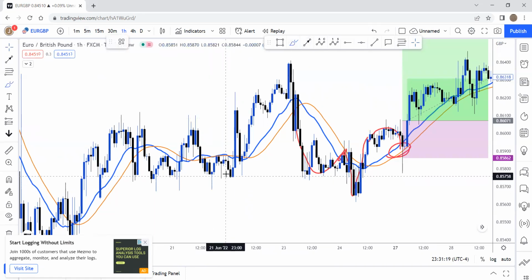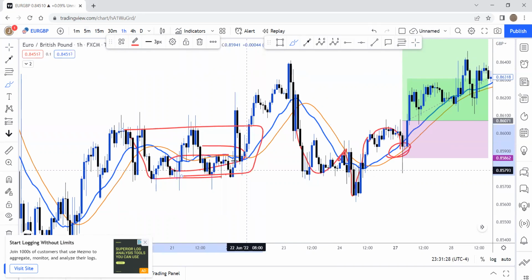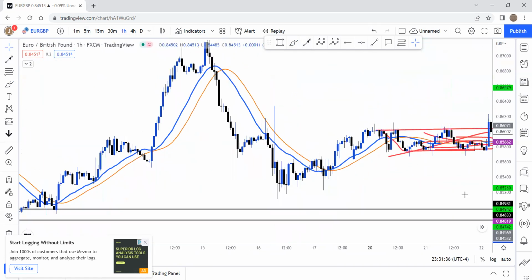Look at this. This is not really a good example. Whenever you see price looking like this, it's sideways, with the EMAs flat, that's usually a consolidation zone. If you're not advanced when it comes to trading these types of zones, it's best to stay away.